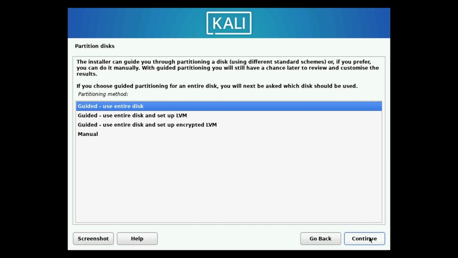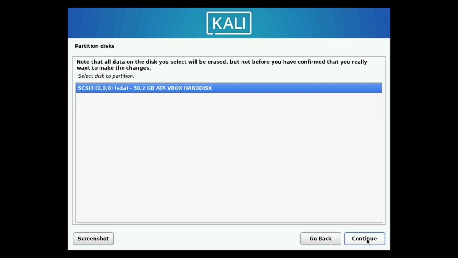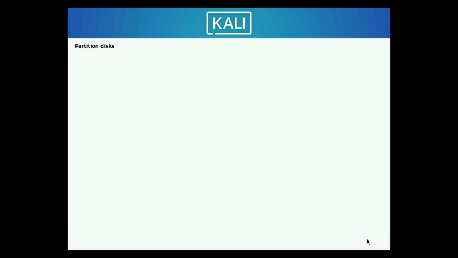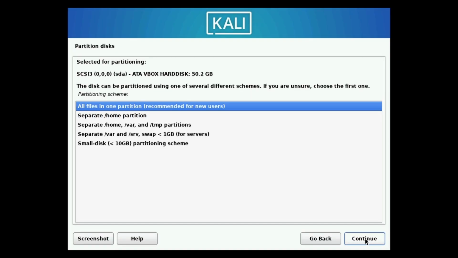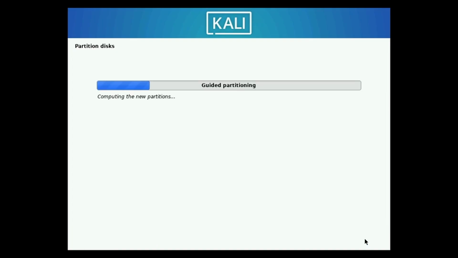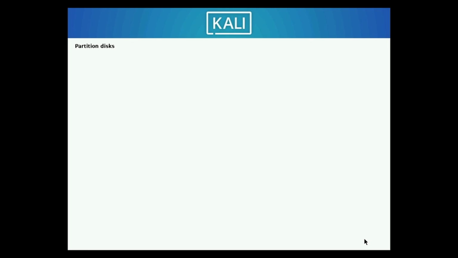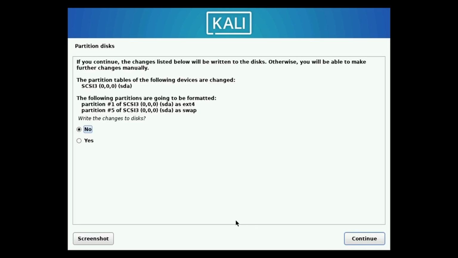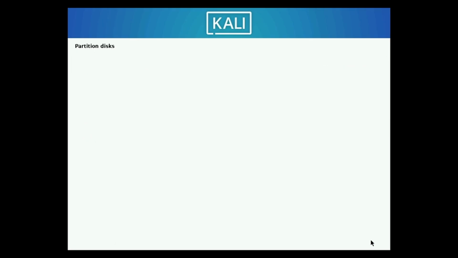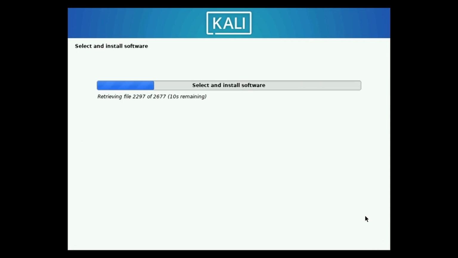Add partition disk, choose Use entire disk, then Continue and leave the default option. Here, change the option to Yes so it installs to the disk. Leave everything else as default and continue the installation process. It will take about 15 to 30 minutes, depending on your system.